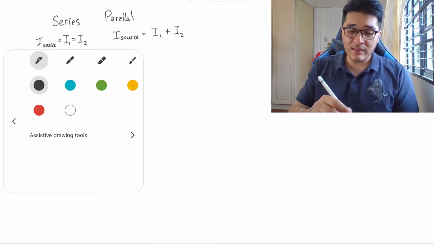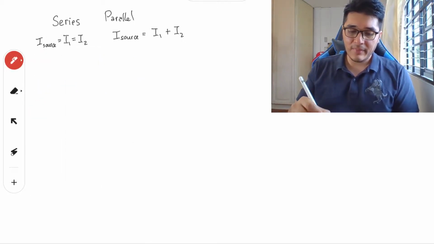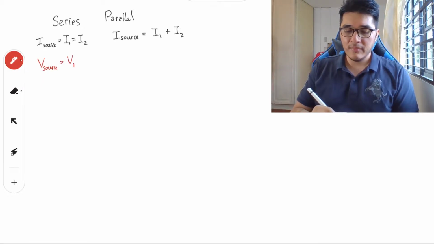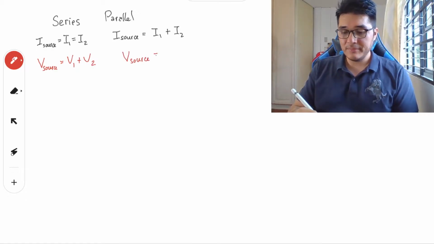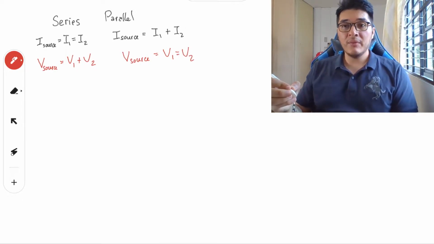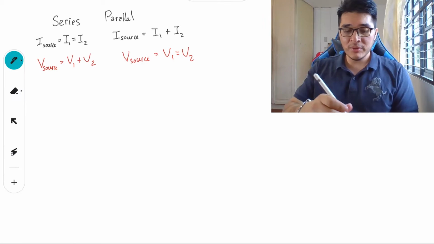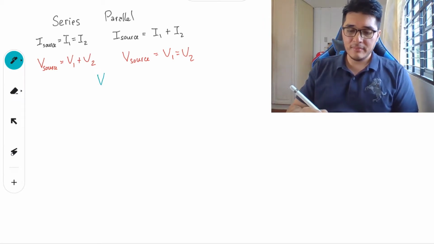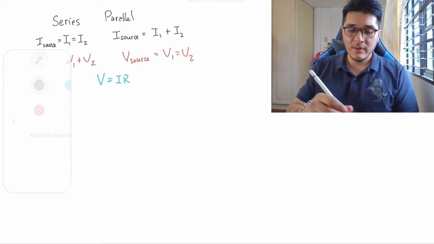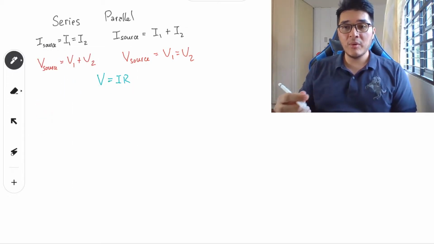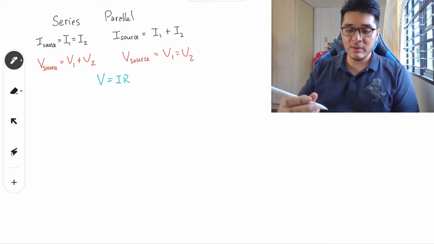And now if we're looking at the voltage, in series, the voltage has to be split, V1 plus V2, whereas in parallel, the voltage remains the same. And from this, we were able to use Ohm's law, which is V equals IR, and then we derive equations to find equivalent resistance along a circuit.